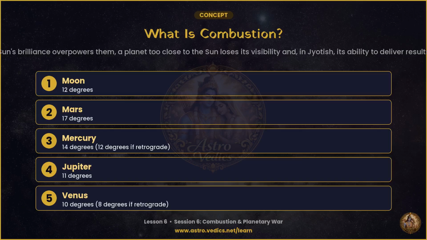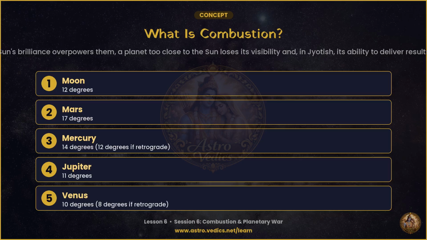What is combustion? Combustion, asta, occurs when a planet gets too close to the Sun. Just as you cannot see stars during daytime because the Sun's brilliance overpowers them, a planet too close to the Sun loses its visibility and, in Jyotish, its ability to deliver results.